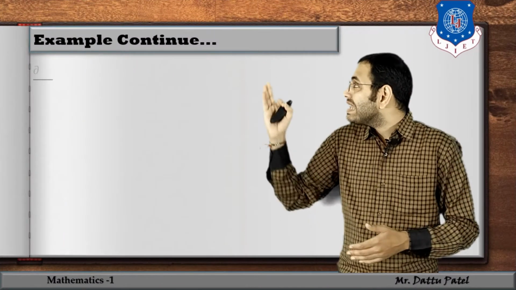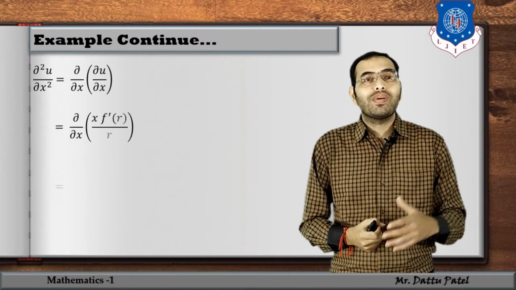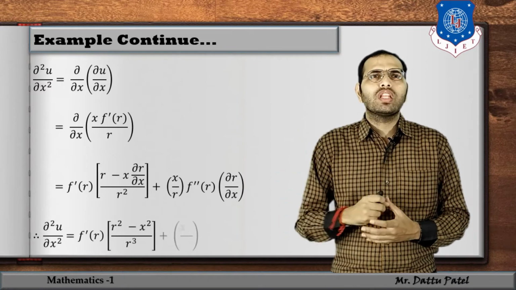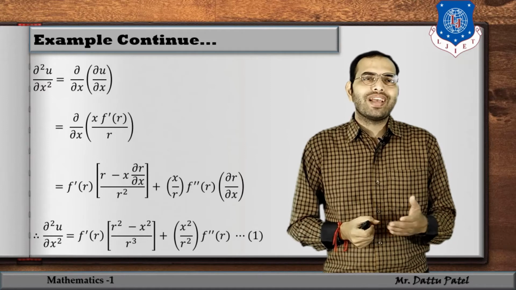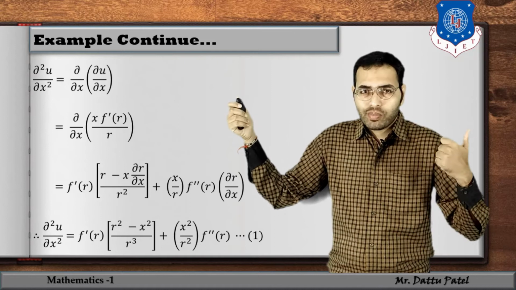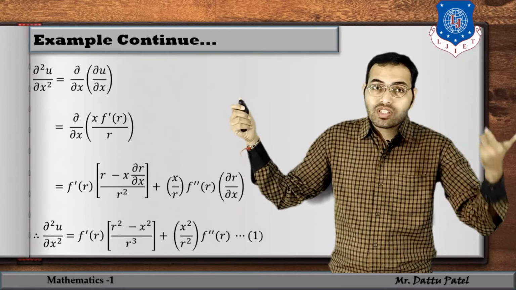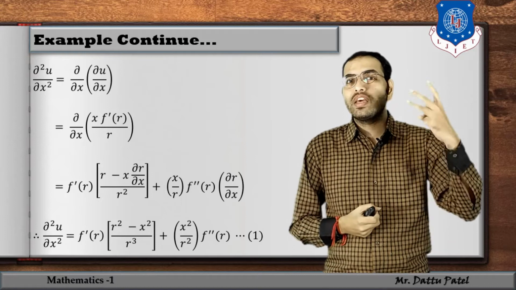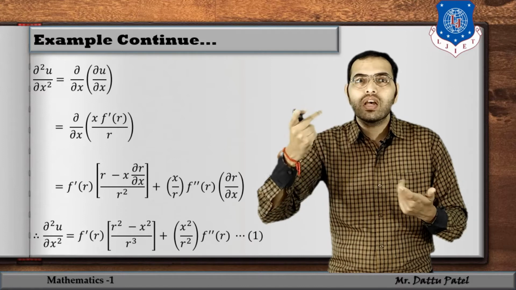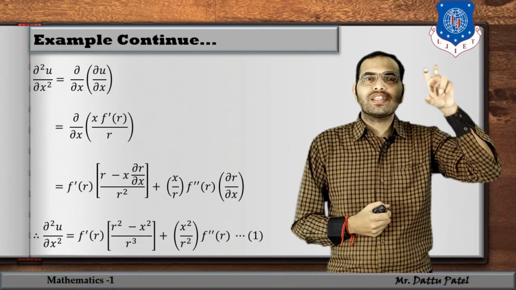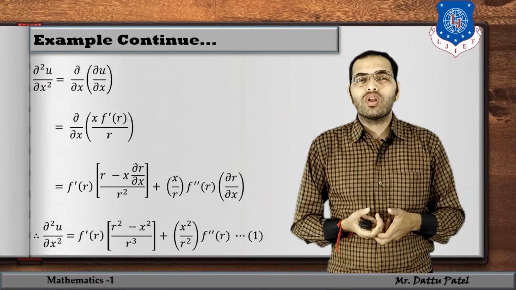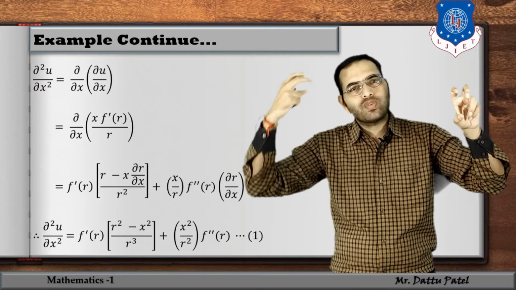Now we go for the second order derivative, ∂²u/∂x² = ∂/∂x (∂u/∂x). Substituting the value of ∂u/∂x, that is x f'(r)/r. Here x is a function of x, f'(r) is also a function of x, and r is also a function of x. So we have a total of three functions, and we use the quotient rule as well as the product rule. Taking x/r as one function, u, and f'(r) as v, with the product rule: u as it is times derivative of v plus v as it is times derivative of u.